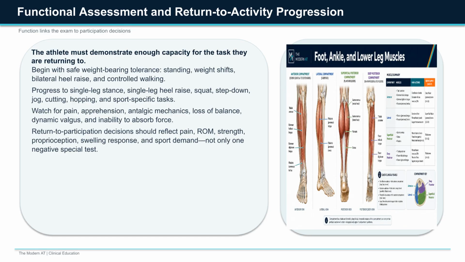Functional assessment connects the exam to participation. Begin with safe weight bearing, standing, weight shifts, bilateral heel raise, and walking. Progress only as tolerated to single leg stance, single leg heel raise, squat, step down, jogging, hopping, cutting, and sport-specific tasks. Watch for pain, apprehension, antalgic mechanics, balance loss, dynamic valgus, and poor force absorption. Return decisions should reflect pain, motion, strength, proprioception, swelling response, and sport demand, not one negative special test alone.